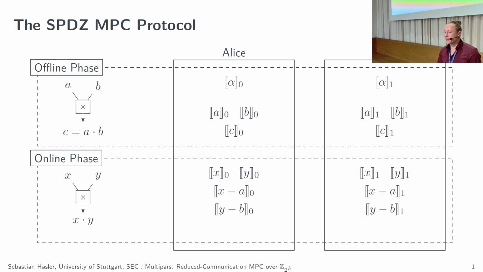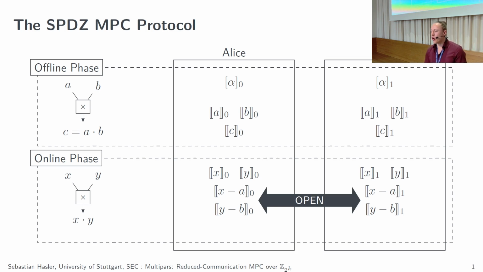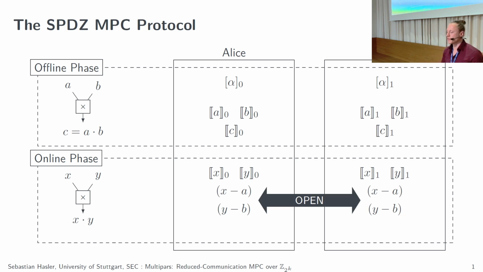How is this done? This value A is used as a mask for X, B is used as a mask for Y. And then these differences are opened, so the parties learn these values. And now the parties have everything they need in order to locally compute shares of X times Y and also the corresponding MAC tags. So this is called Beaver multiplication.